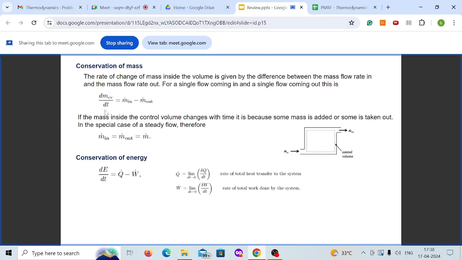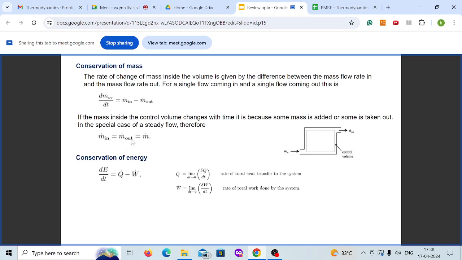So dm_cv by dt is the rate of change of mass in the system. At what rate that mass is getting stored in the system is equal to nothing but mass which is coming in minus mass which is going out. So straight away we will get an expression for conservation of mass.